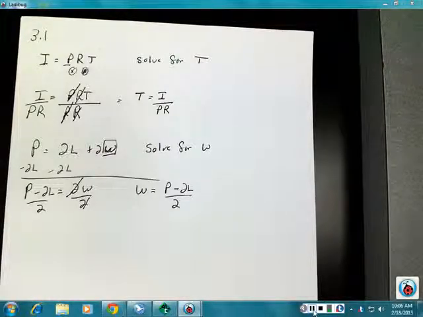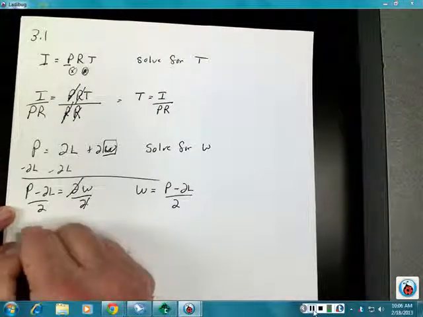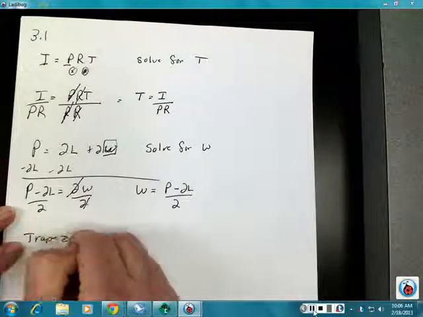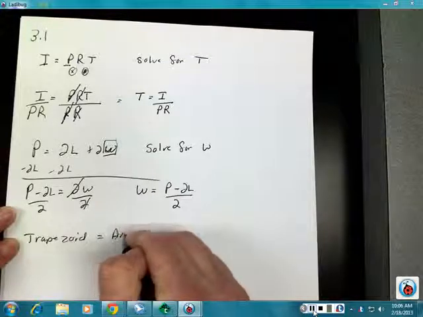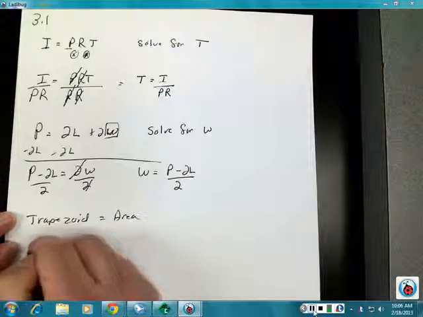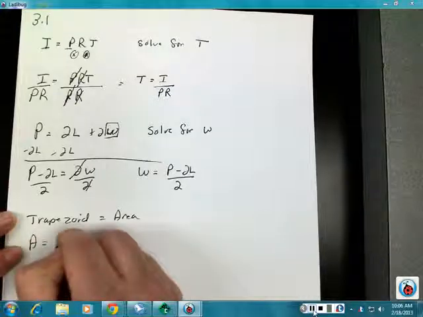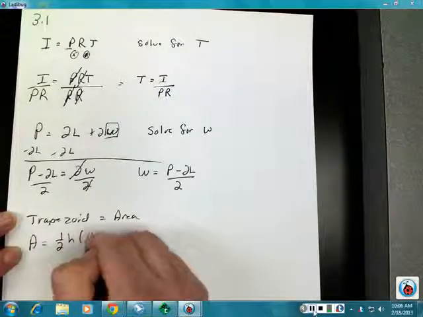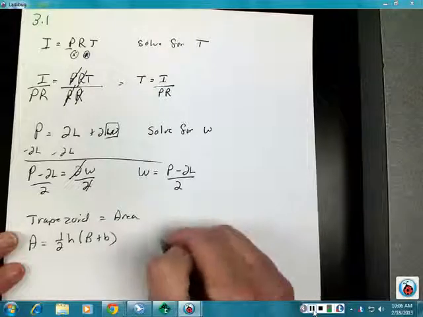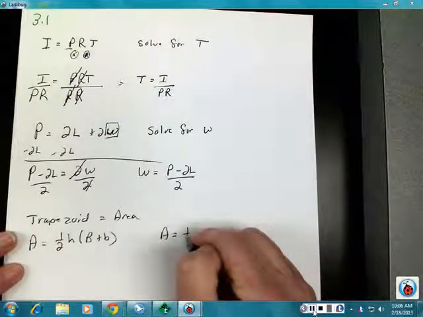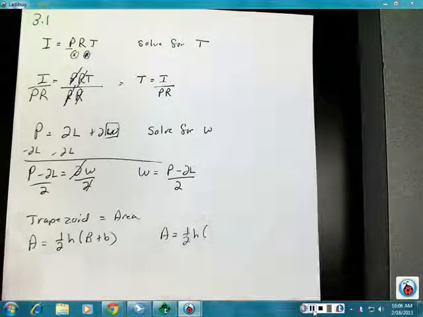One of the tougher ones to solve for, to get it all by itself, is a trapezoid. And we do area of a trapezoid. And the area of a trapezoid is A equals 1/2 the height times B plus little b. Or in Hawks, they write this as A equals 1/2 H times A plus C, I think. Yeah. That way they don't use B plus C.